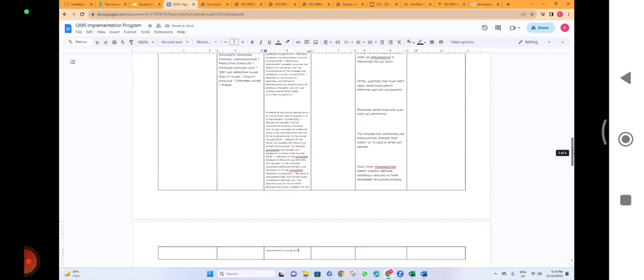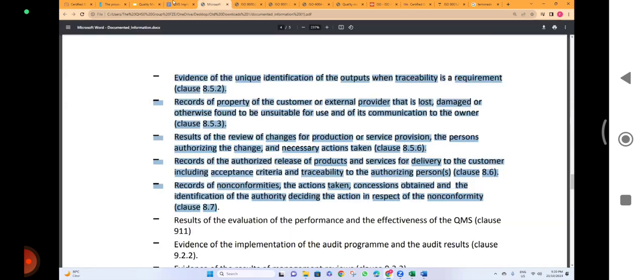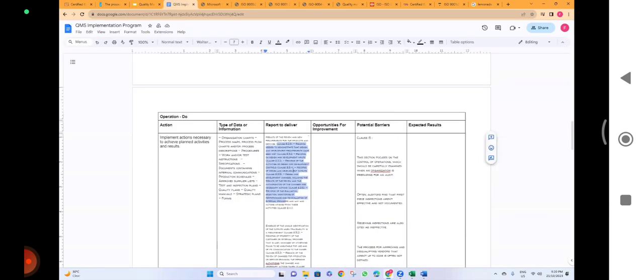The reason why I'm doing this is because I want to demonstrate, to show you what goes where. Really, how to read this information that I have here is basically just the same information that you see here. I'm just showing you where to place it like that. So what is left here are the opportunities for improvement and then the expected results.